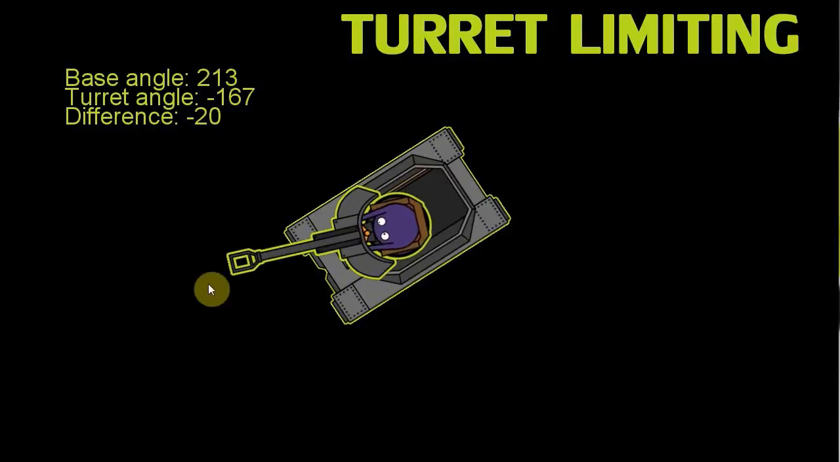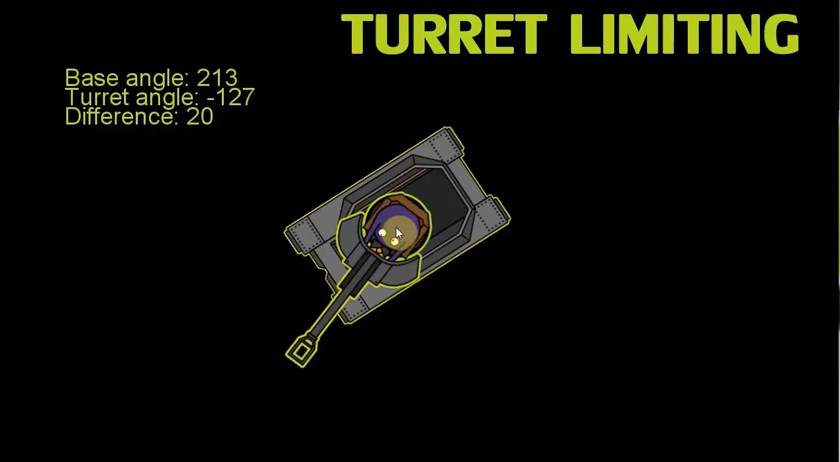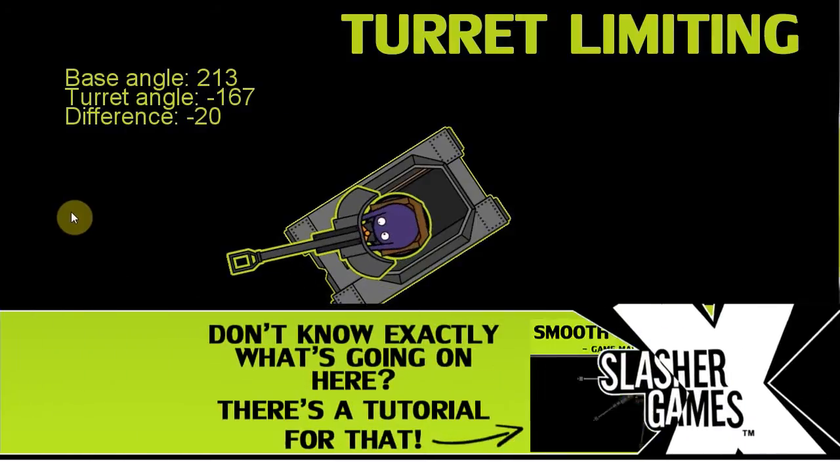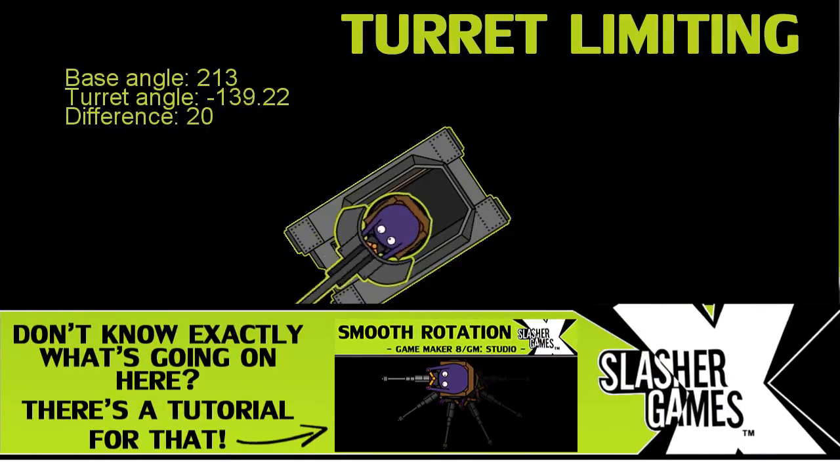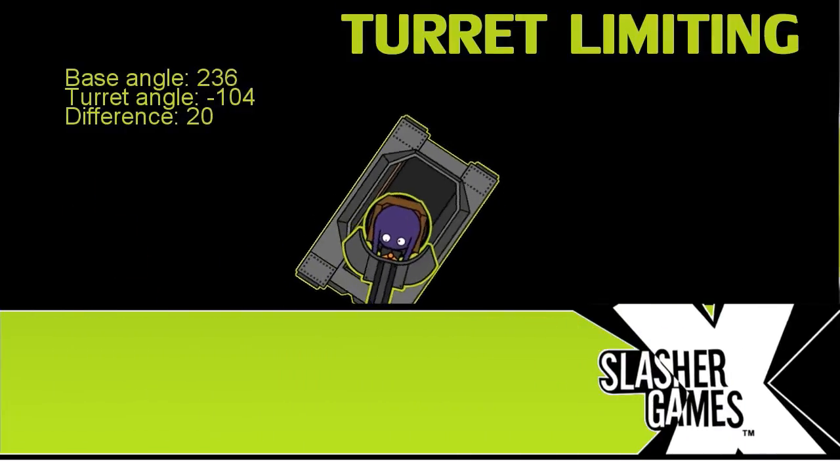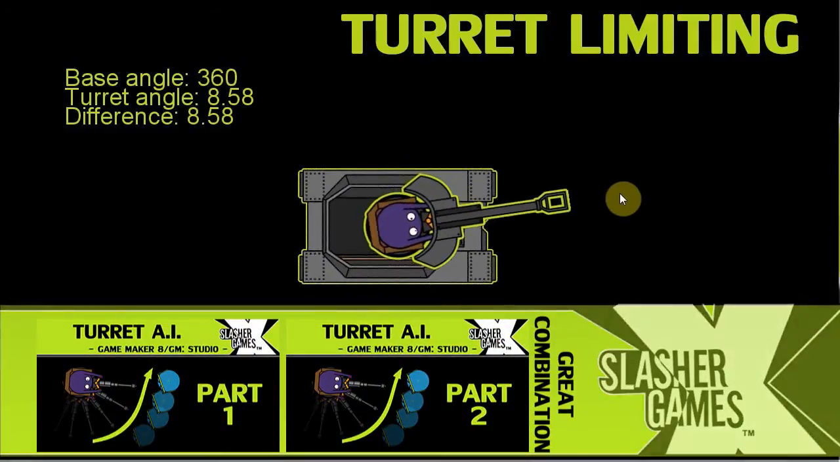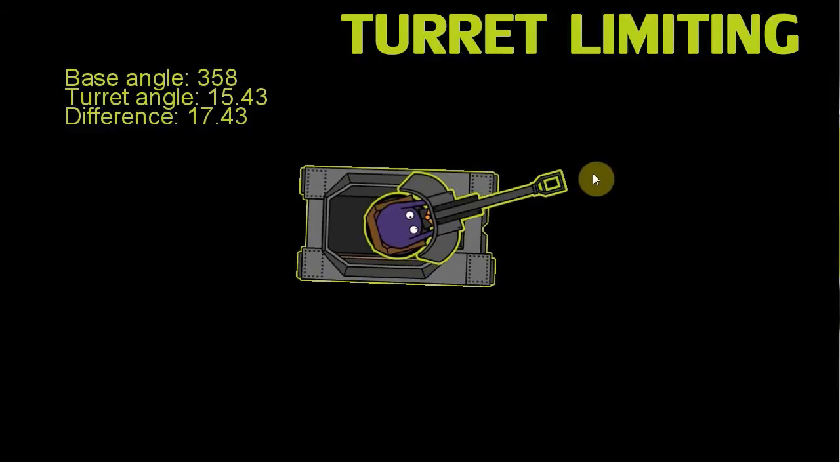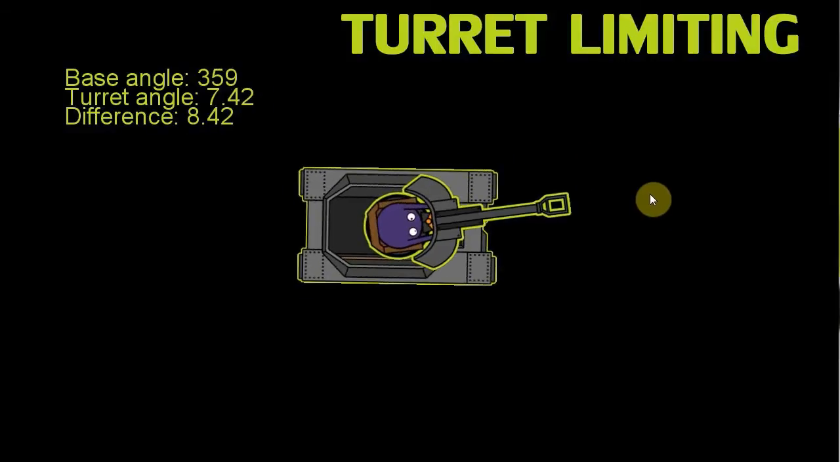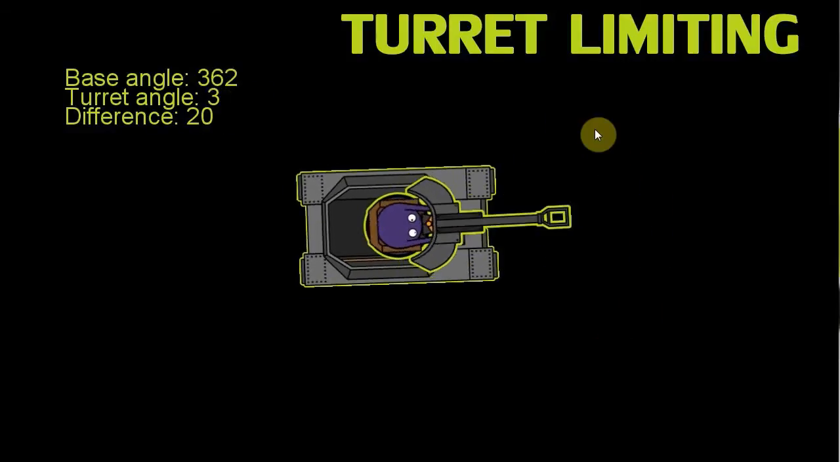Now, if you don't know how this turret is smoothly rotating, check out the tutorial that's now in the banner. I've also got a few other tutorials on turret AI and such that you can check out to grow your knowledge on the subject. So let's jump right into the code and I can show you exactly how we achieve this turret limiting.